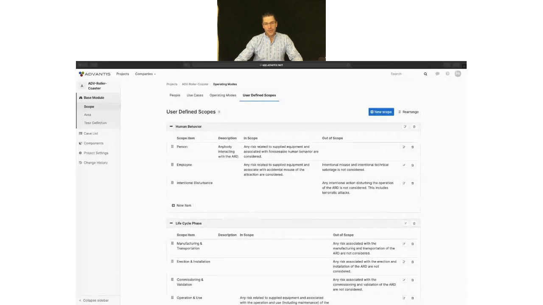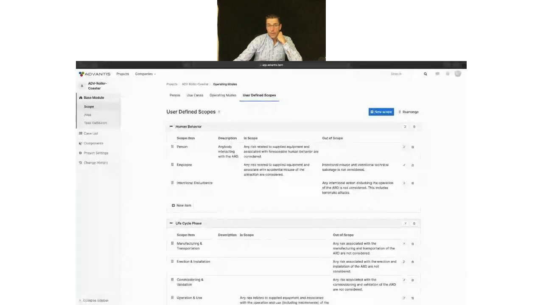One last thing to do. Guillermo. Yes, he's asking, does Advantis have built-in templates or libraries that could be used for building the scope as a starting point, perhaps predetermined common terms as used in the example?